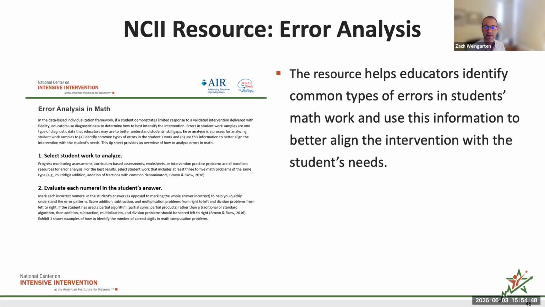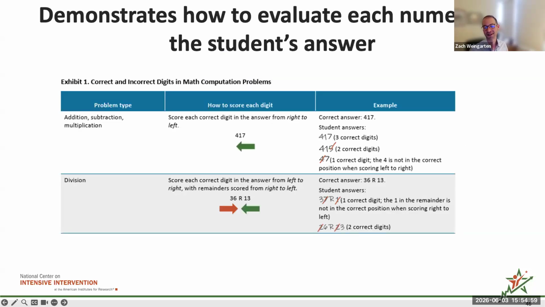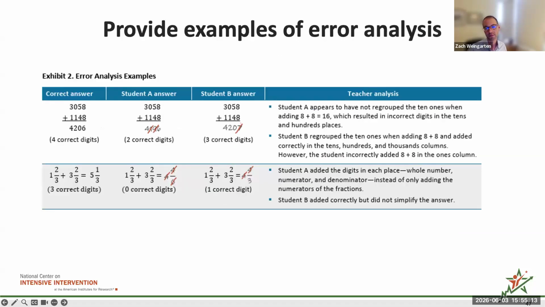It's a brief resource that really walks through some of what was just shared. If you go to the next slide, I just have a few graphics from this resource. Again, just demonstrating how to evaluate each numeral in the student's answer. We have some easy, quick guidance around that in this resource. Then on the next slide, we have some examples of error analysis, a couple of examples of student answers and how the teacher thought through what they were seeing with those errors.